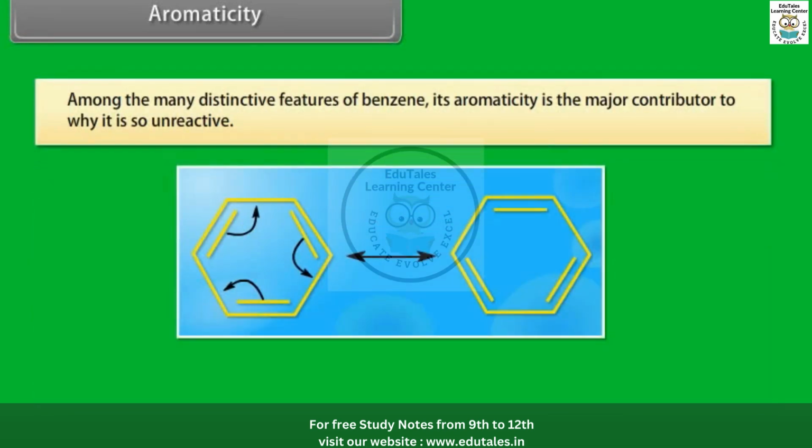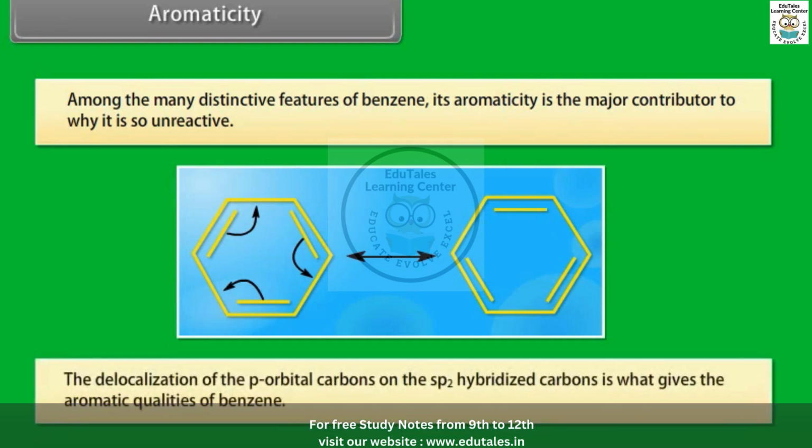Among the many distinctive features of benzene, its aromaticity is the major contributor to why it is so unreactive. The delocalization of the p orbital carbons on the sp2 hybridized carbons is what gives the aromatic qualities of benzene.